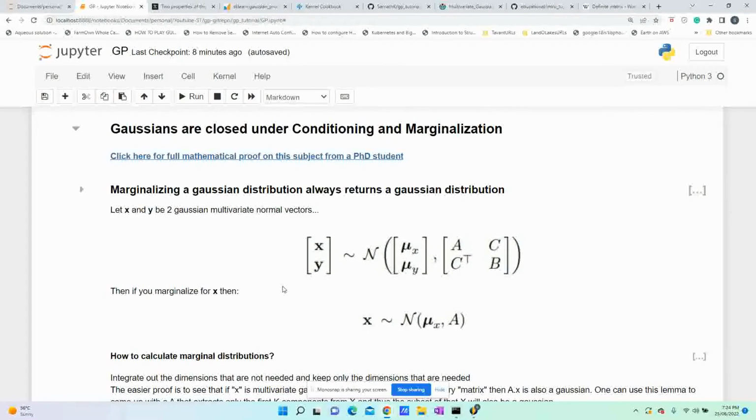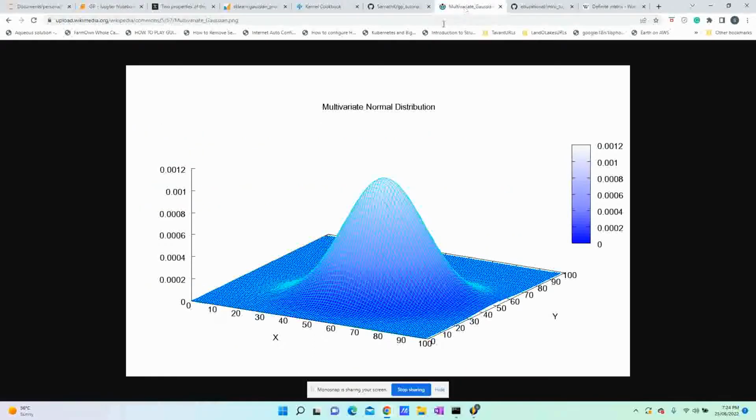Gaussians have two important properties. To understand Gaussian processes, we have already seen that Gaussians are closed under conditioning and marginalization. I already explained what conditioning and marginalization are with respect to discrete distributions. I'll explain it using a nice figure, which I got from Wikipedia. So this is a two-dimensional Gaussian distribution, like x and y.